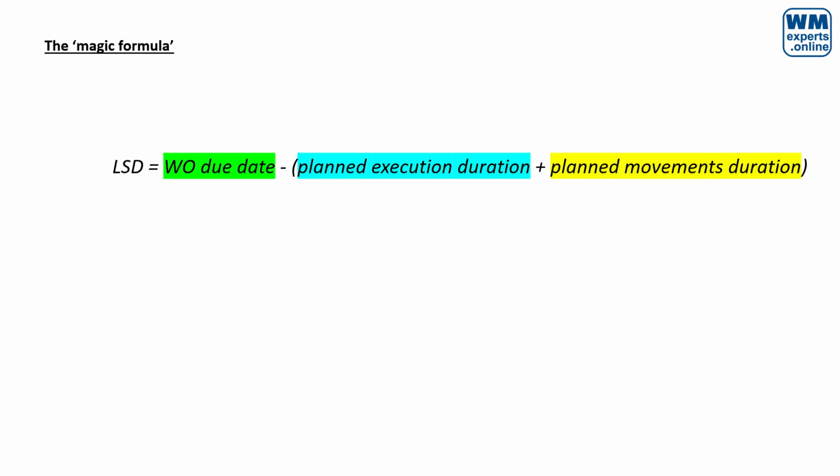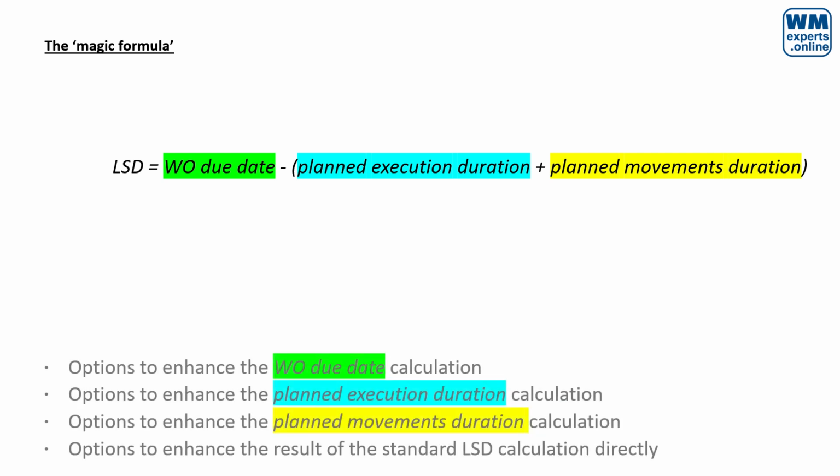So the formula that you see here now is the one that I just mentioned. The LSD is calculated by taking the warehouse order due date as a base and subtracting the sum of the planned execution duration and the planned movement duration. I will not go into detail here. As I said before, this is part of the other video that I mentioned in the introduction. And what we do now is to look at the different options step by step.